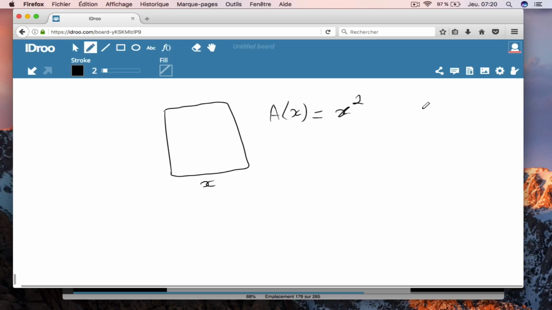So that's another kind of function. So let's assume that this is a room, so x is necessarily a positive number.